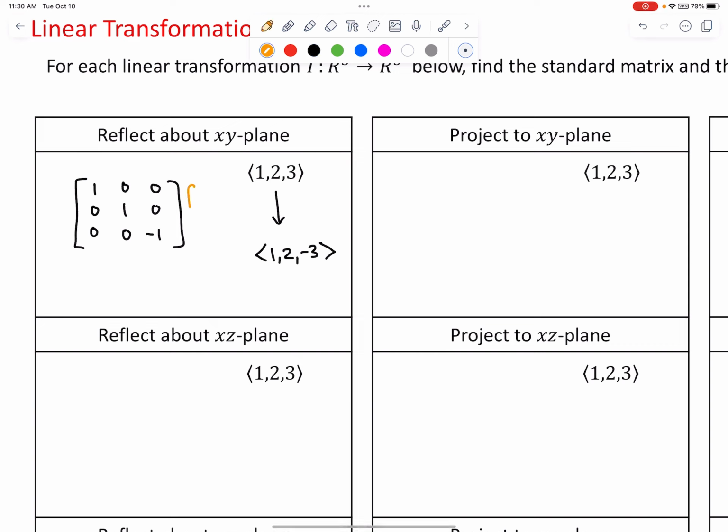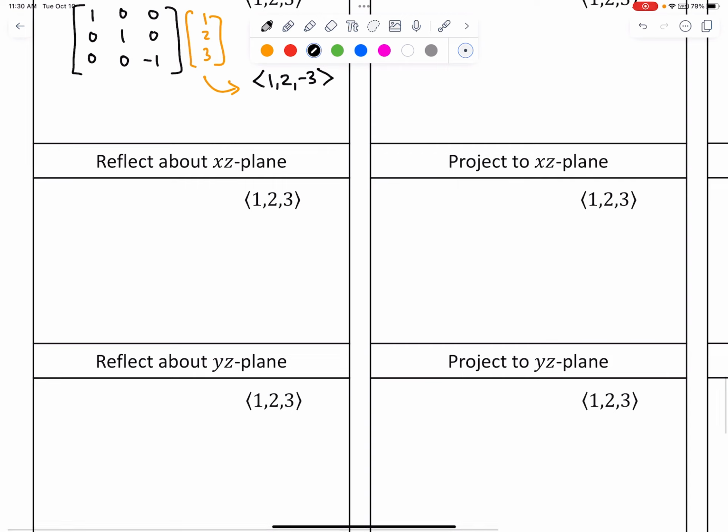And sure enough, you can verify if you multiply the vector 1, 2, 3 times this matrix, you will effectively just change the sign of the z coordinate. Right, to reflect about the xz plane, you change the sign of the y coordinate. So this will produce the vector 1, negative 2, 3. Now the standard matrix for this transformation.